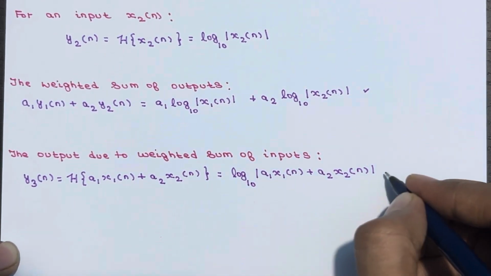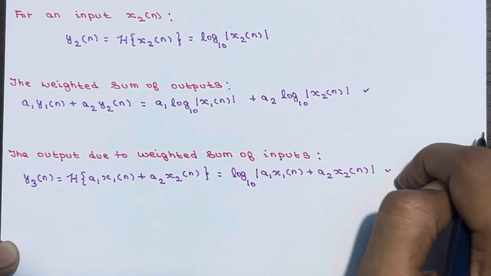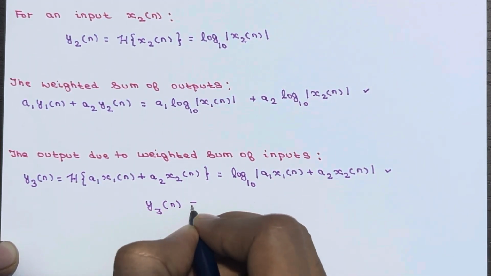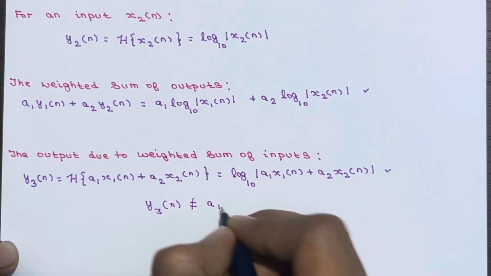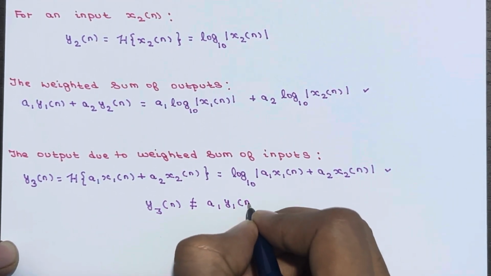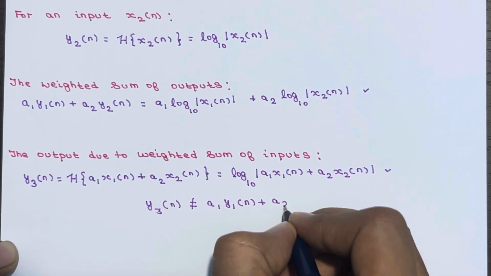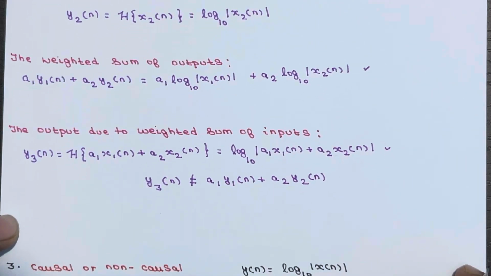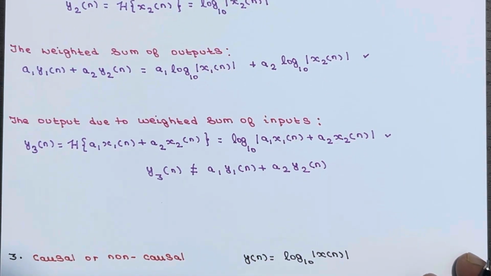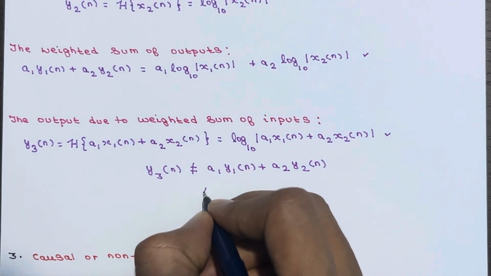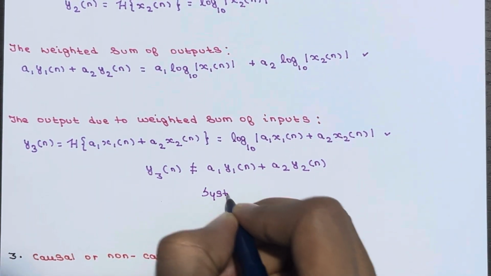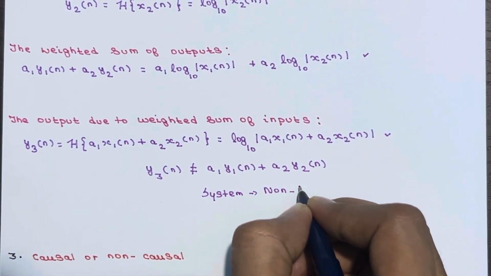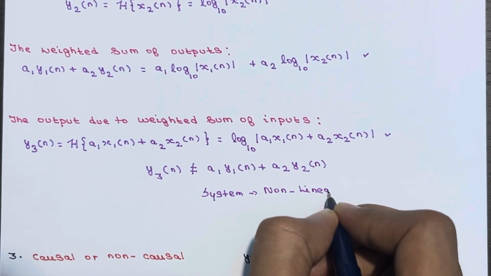So now say this one and this one, are they equal? No, right? So y3 of n is not equal to a1 into y1 of n plus a2 into y2 of n. If these are not equal, we can say the system is a non-linear system. Hope it is clear to you.